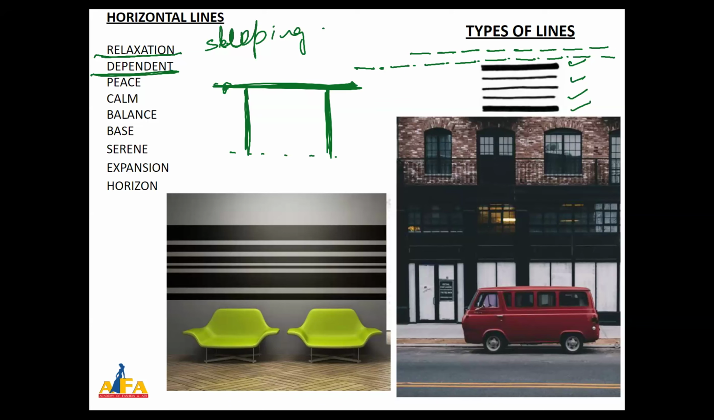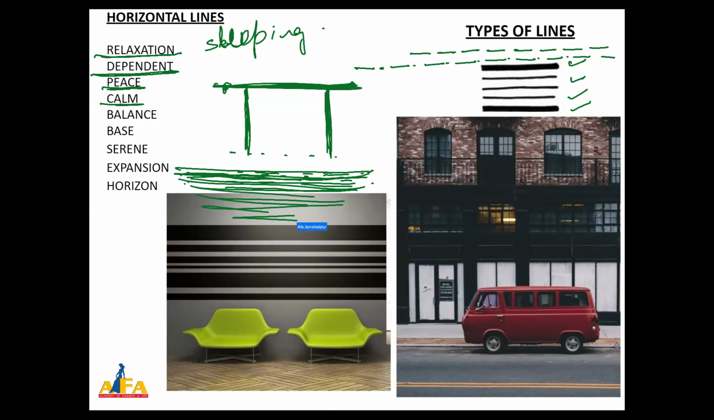ठीक है? So this is dependence. ठीक है? Similarly, peace, calm. Now calm. Please check with the water. ठीक है? River, water. ठीक है, जहां पर फ्लो नहीं है, नॉर्मली डू वी ड्रॉ वाटर बॉडीज लाइक दिस? टेल मी, डू वी ड्रॉ देम लाइक दिस? सो दिस इज calm and peaceful.